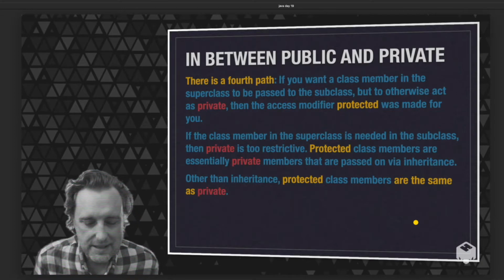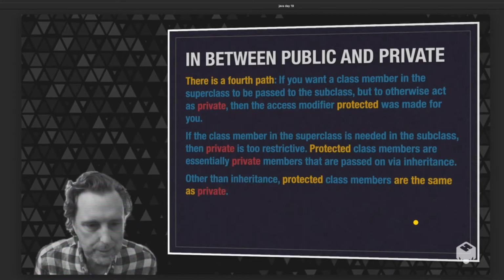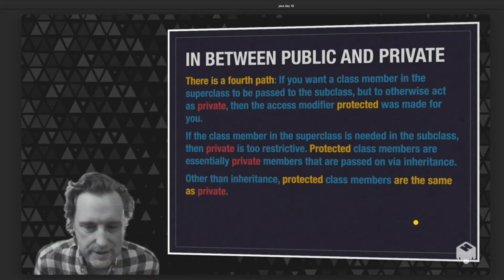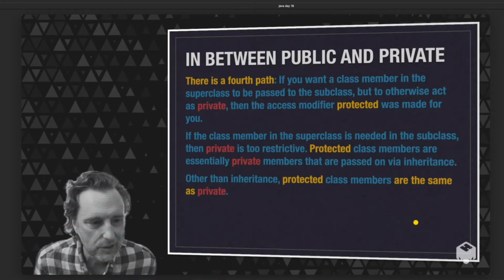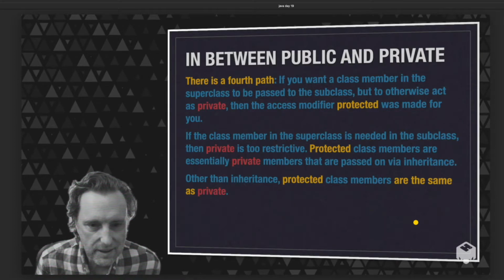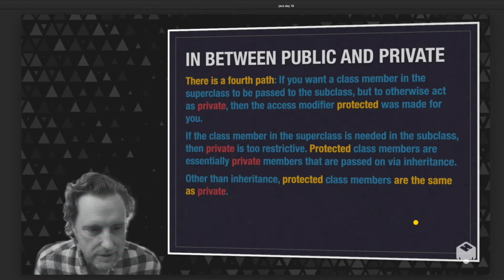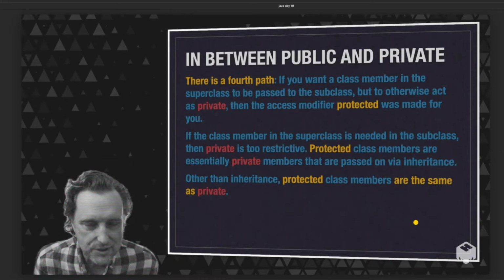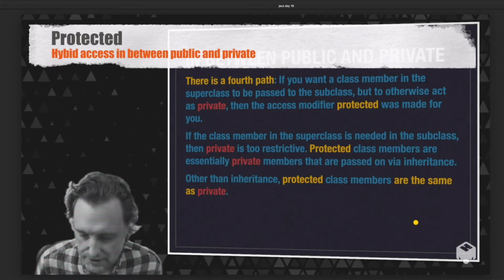It doesn't mean the idea of private is bad. It just probably means, to me, most often, that if I'm going to create something private, I still want it to be passed on via inheritance. In most cases, I want the subclass to get it and to be able to use it, and private doesn't let you do that. So there's one more access modifier, protected.